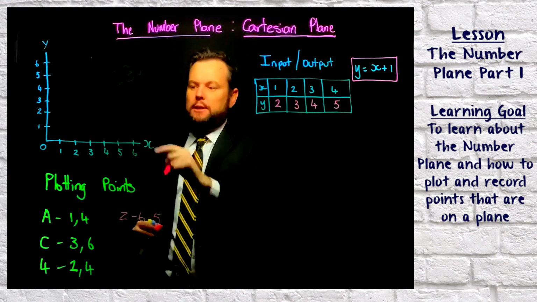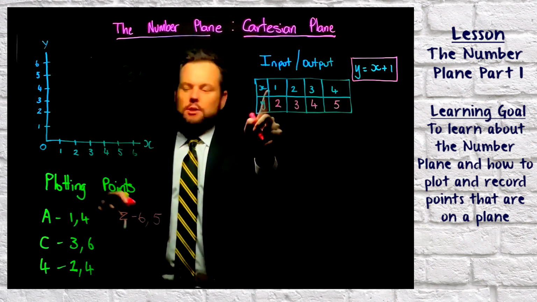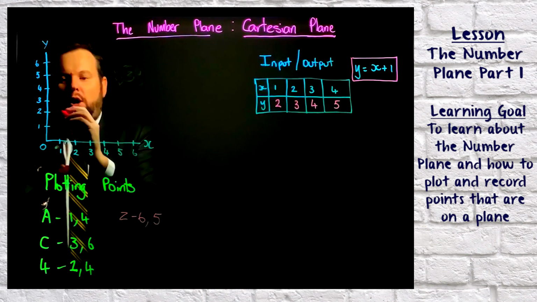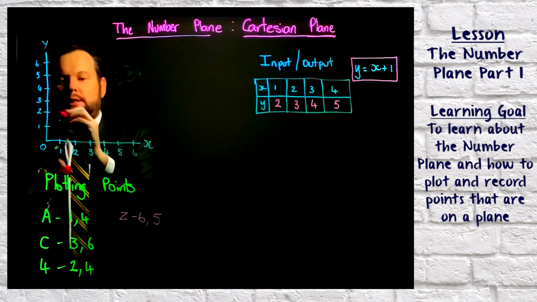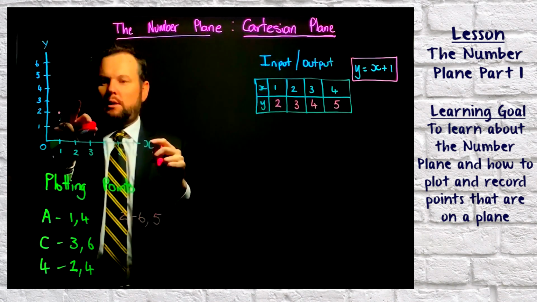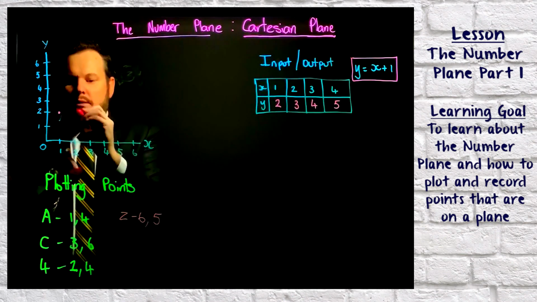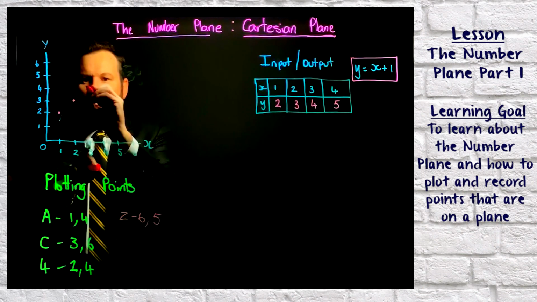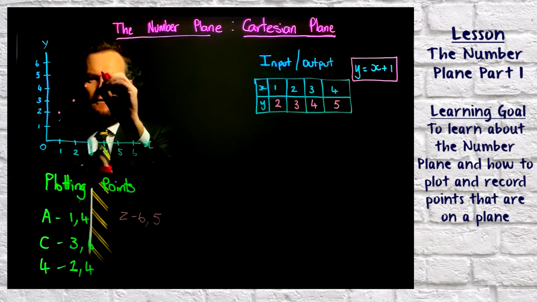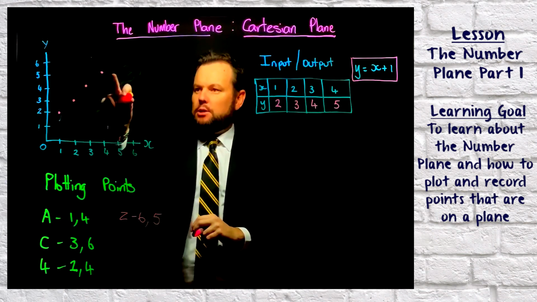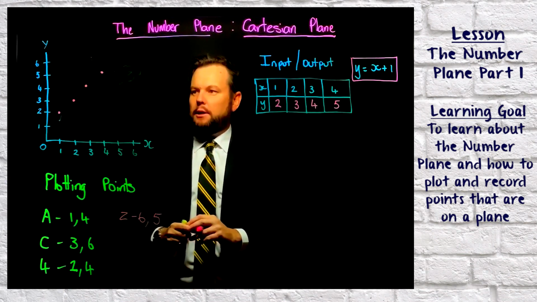So now let's plot these over here on our Cartesian plane. So we've got 1 and 2, all right? And I'm just going to put these in simply as dots, okay? And then we've got 2 and 3. Then I've got 3 and 4, 4 and 5. Okay, so there we can see our points have been made into a diagonal line, okay?